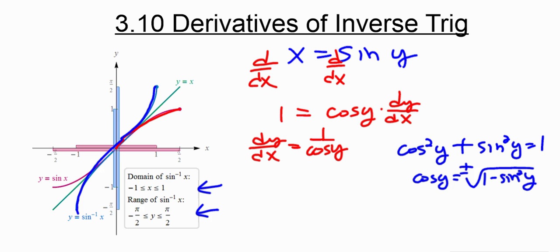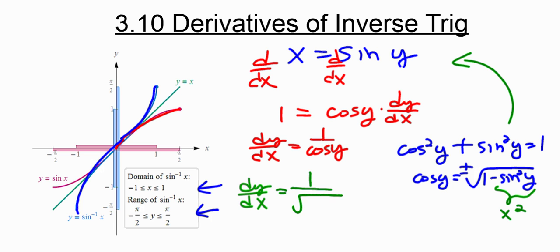But if I go back to my original up here and square both sides, I see then that I have x squared is equal to sine squared y, so I can replace this with x squared. So then I'm going to go back to my original function here, dy/dx, and replace my cosine y with the square root of 1 minus x squared. But I originally had a positive and negative square root. But because of the restrictions, I'm going to only have the positive branch of this inverse function.